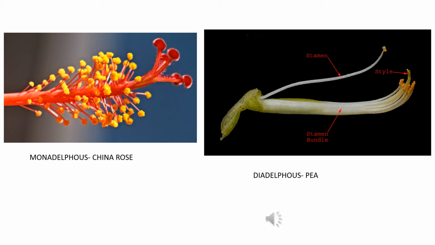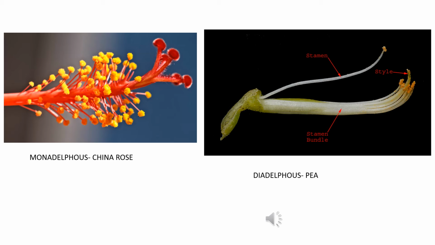On the basis of arrangement of the stamens, the flower can be of three types. In the first picture, we can see that all the stamens are joined together in a single bunch by their filaments, and at the top of each, there is a yellow colored anther attached. This type of stamen, which is fused into a single group, is called monadelphous stamen.